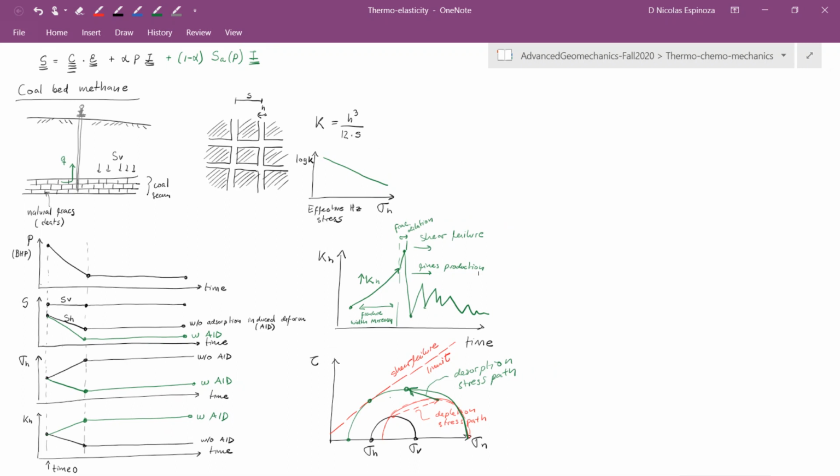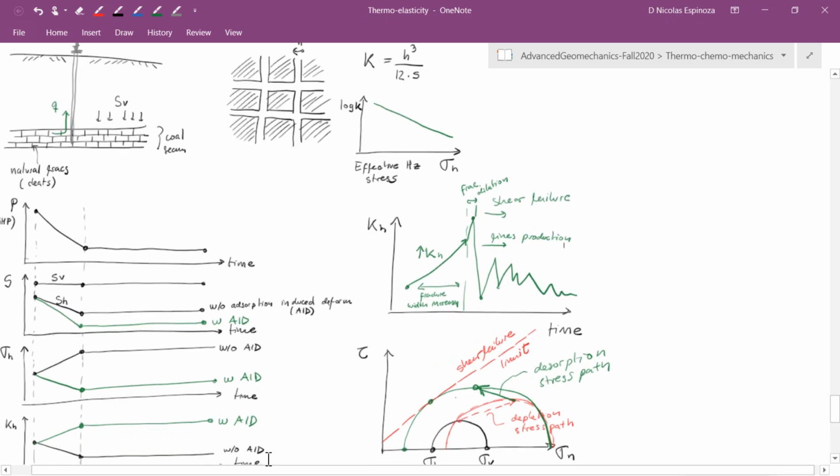All right, so I wanted to share this example because it is very relevant to reservoir geomechanics and to coupled chemo-mechanical processes.